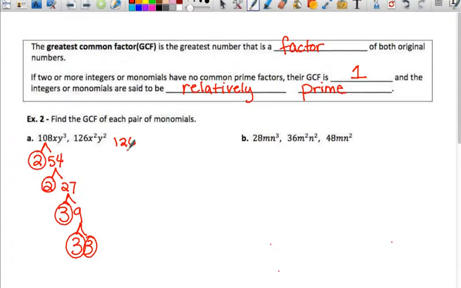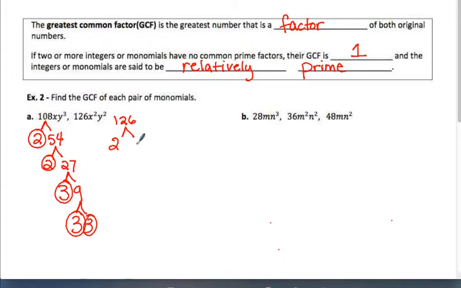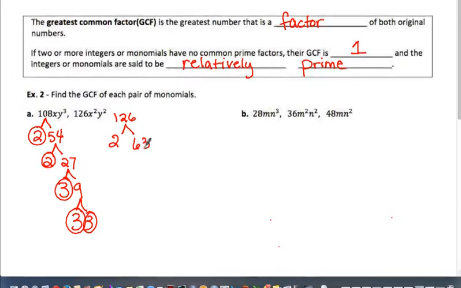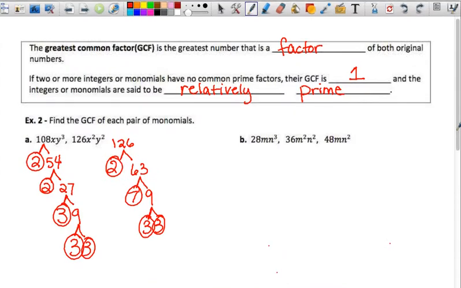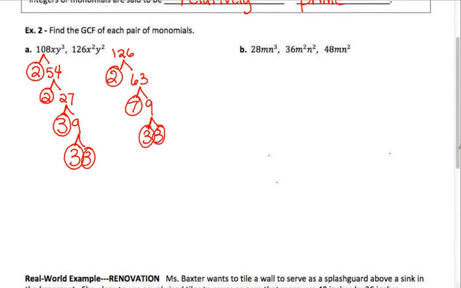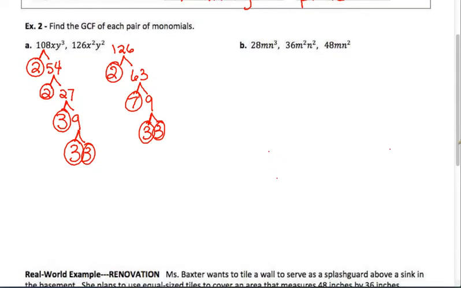This is also even. So I get 2 and 63. 63 is 7 and 9. 9 goes down into 3 and 3. Okay. So that's the harder part, is breaking up my number. Let's go ahead and pull this up so we can write the rest of this.